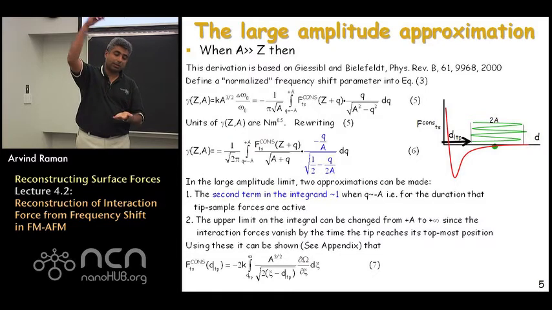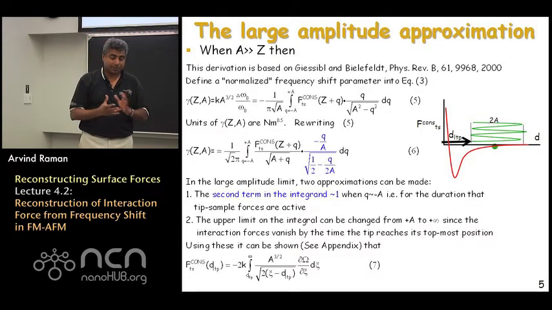Now, when you're in the large oscillation limit, the interaction forces are being felt pretty much just at the bottom of the swing. So as the tip moves away from the sample, the integral up to plus A needn't be plus A, it can be an integral all the way to infinity, regardless of the z position you're at. The reason, again, is the assumption in the large amplitude case that regardless of what z you're at, the oscillation amplitude is so large that when the tip is at its furthest turnaround point, the interaction forces are going to be zero.